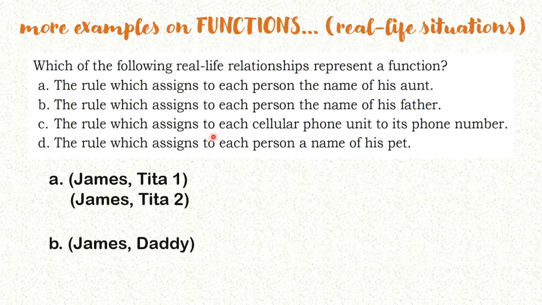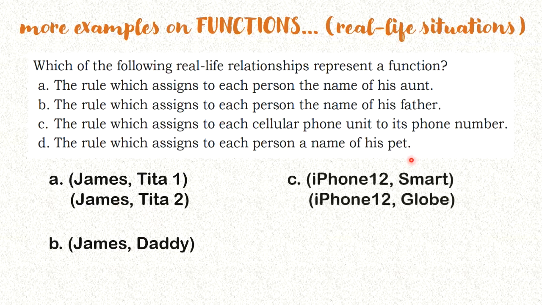The rule which assigns to each cell phone unit its phone number. Okay, so we can have this. So we have an iPhone 12 unit, and this cell phone unit can have a Smart number. Or pwede rin naman itong ating iPhone 12 unit, pwede rin siyang magkaroon ng Globe number. Okay, and then lastly, for letter D, the rule which assigns to each person the name of his pet.